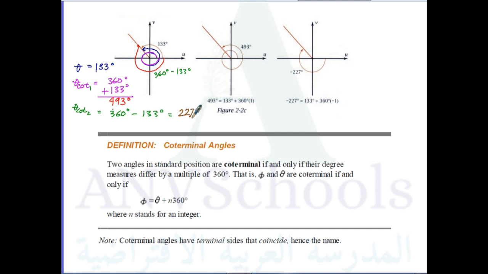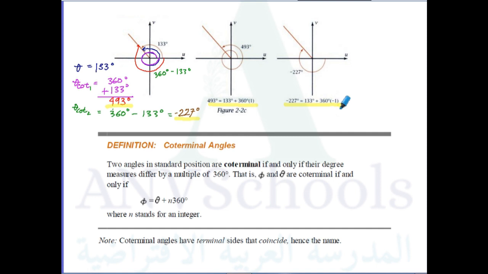But should it be positive? Look, we got it into a clockwise direction, so the sign for this angle is negative, right? So that's the coterminal. 133 degrees has two coterminals, and these coterminals are given here: 493 degrees and also negative 227 degrees.